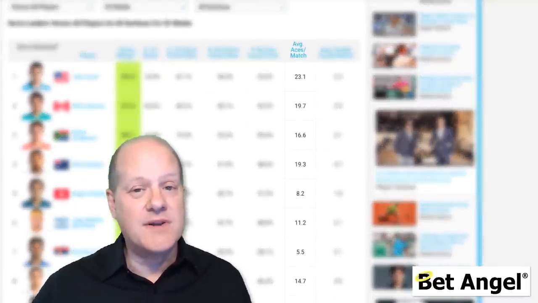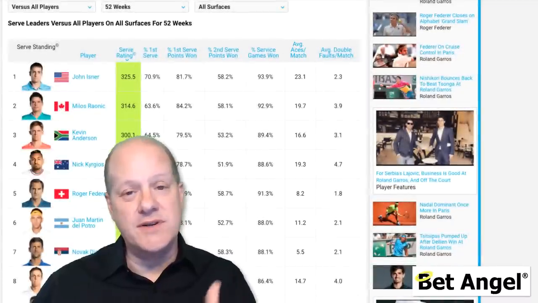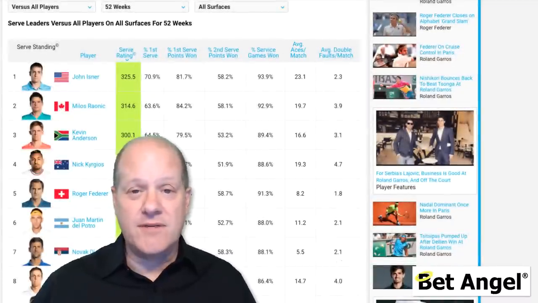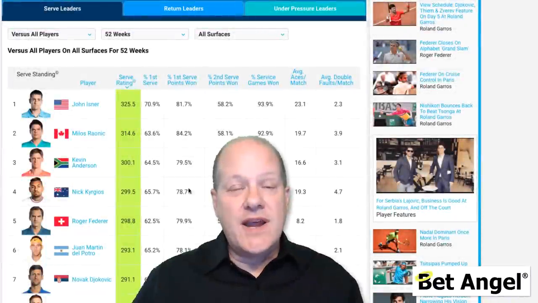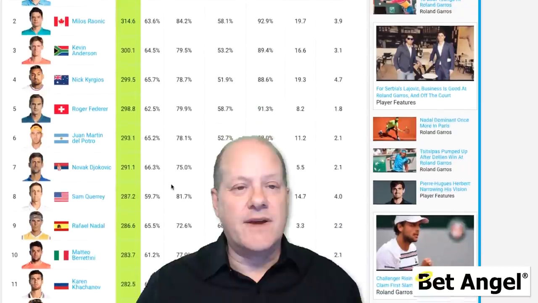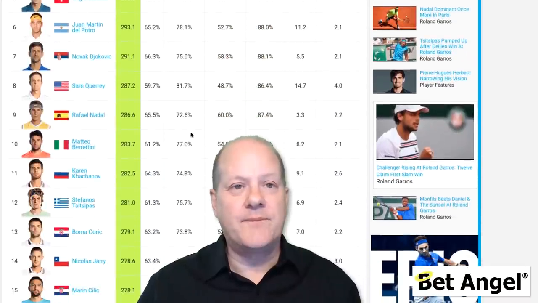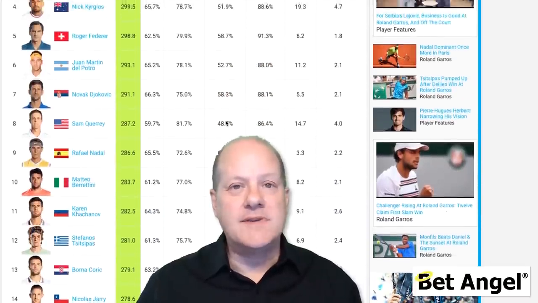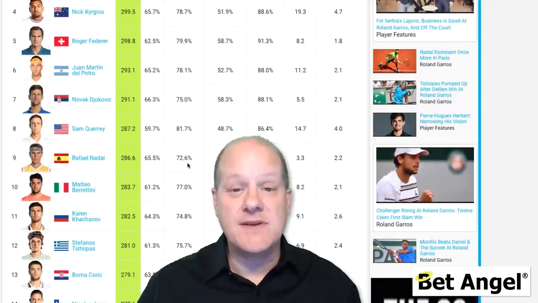But of course, this is only really one side of the equation, because you've also got to look at the returns of serve as well. So what you can see on here are all of the service stats. So we can see Isner is the top of the list, Federer, Djokovic, Querrey, Rafa Nadal seems to do pretty well as well. He wins about 72% of the games.